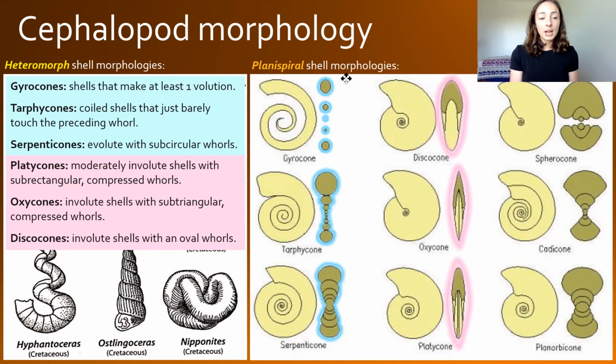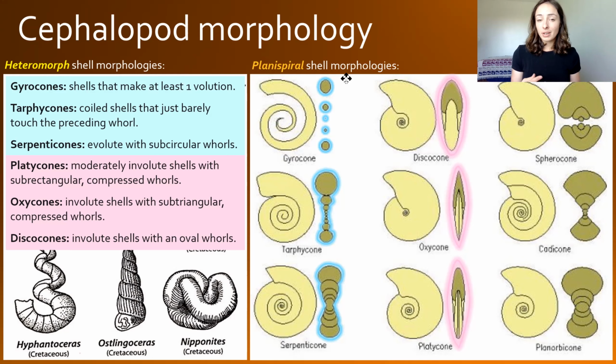However, then we have platycones, oxycones, and discocones. We have discocones at the top here with involute shells that have oval whorls. So we can see those inner coils don't show very well because they're involute. The subsequent coils are covering them up. Then we have oxycones with subtriangular compressed whorls. As we can see, this one's more compressed and looks like it would be a little bit more streamlined and a faster swimmer. Then we have platycones, which are moderately involute shells.